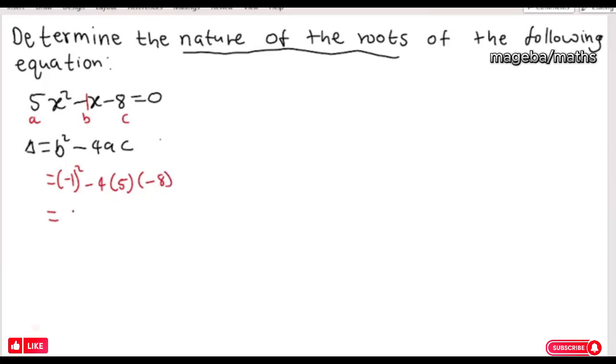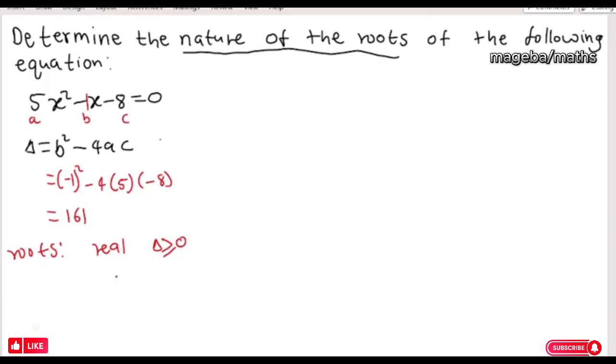Now, punching our calculator and getting our answer, we get 161. Now we need to ask ourselves, is this 161 a real number or a non-real number? It is a real number since it's positive. So we can say the roots here are real, because this number is greater than, or equal to, 0.